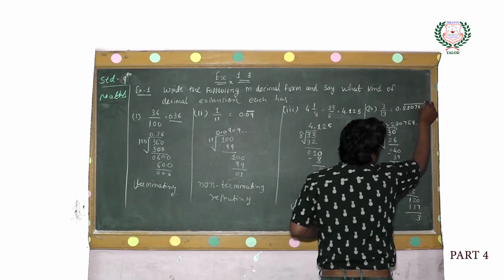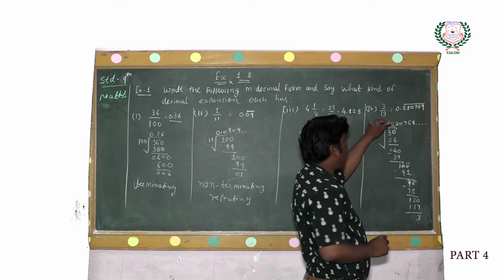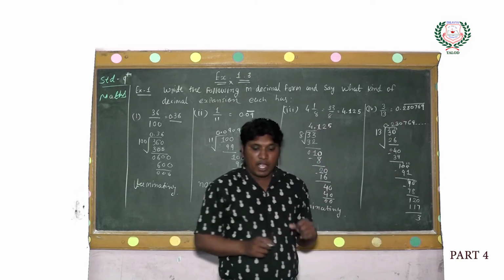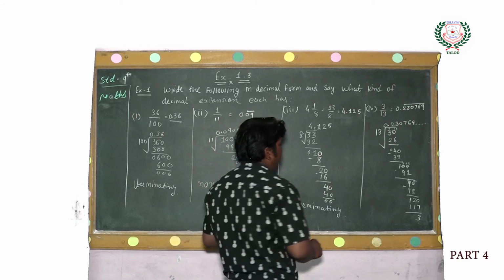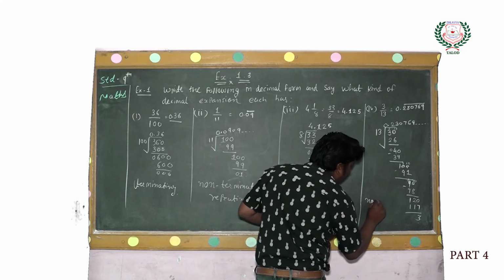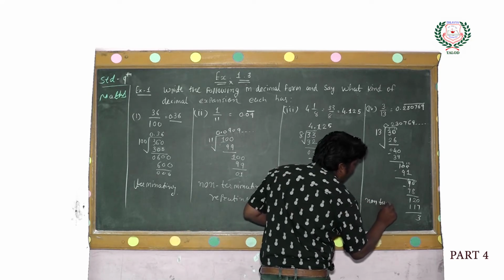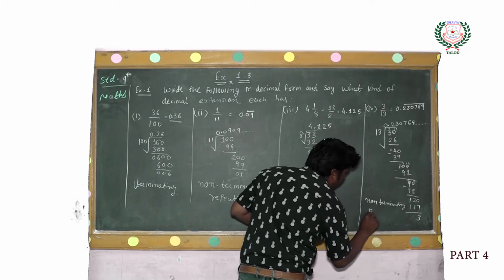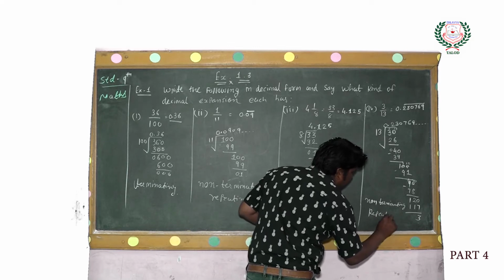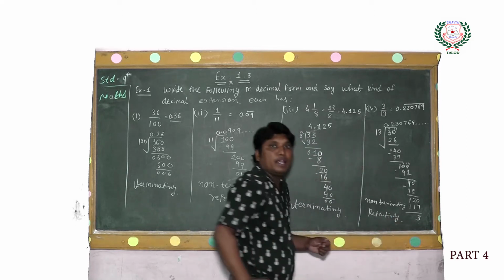Digits are repeating one by one. So our decimal expression is like that, and we can say that it is non-terminating repeating. It is non-terminating, and also repeating.